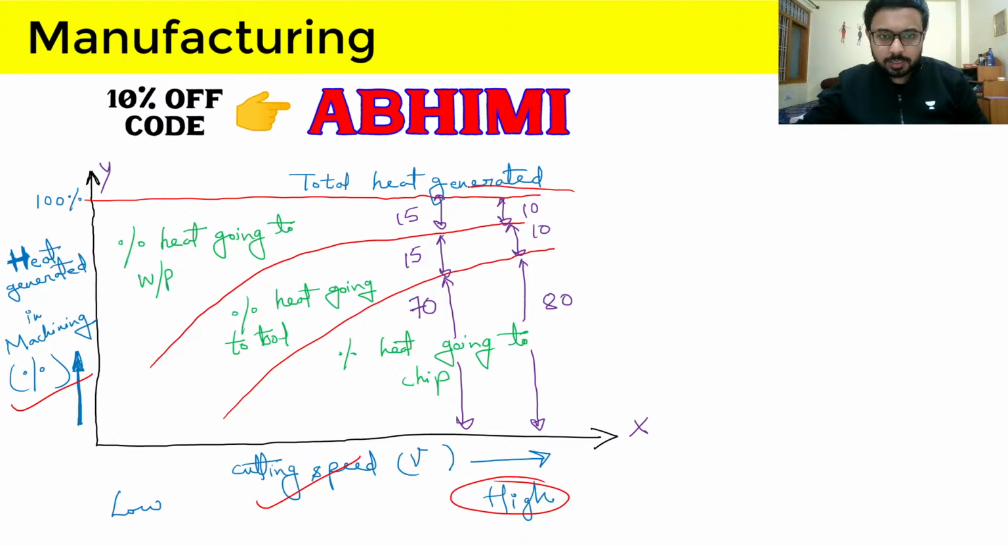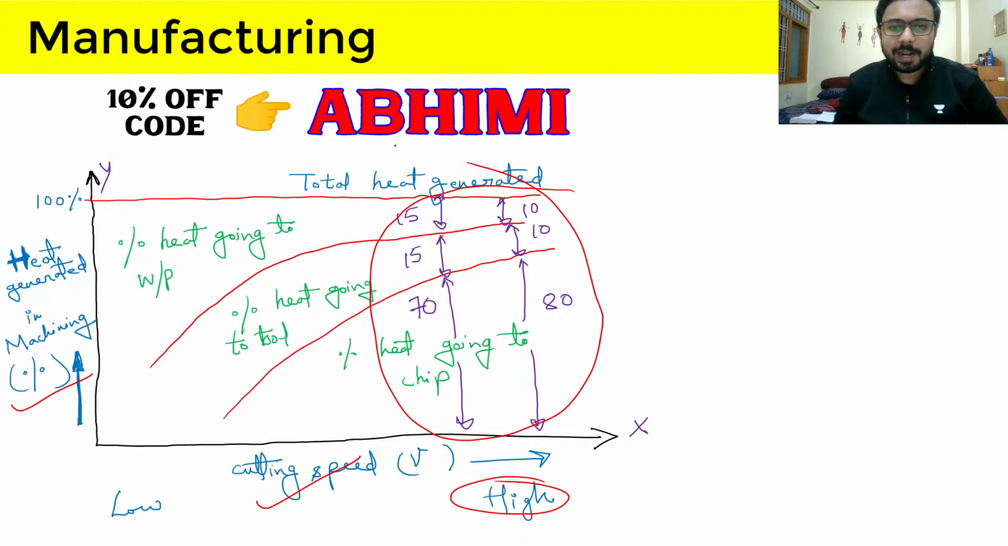So at high speed, in this region, I have given you two sets of values just to make you understand it properly, that the highest amount of heat is getting transferred to the chip, which is basically in the range of 70 to 80%, and the rest of the heat is equally transferred to the workpiece and tool. That is what we desire also, because we don't want more heat to be transferred to the tool or workpiece, because if more heat is transferred to the tool, it can become soft, and it can also change its dimensions due to expansion and all that.